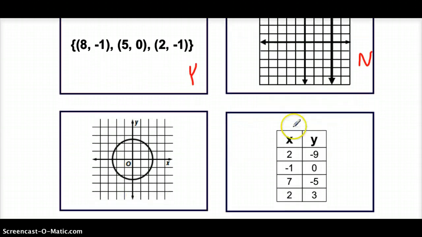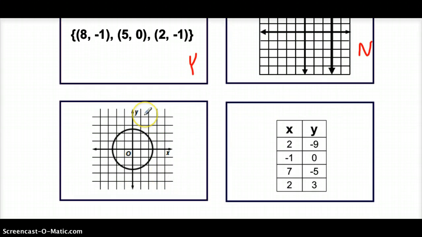So that's a no. This one also would fail the vertical line test. I could draw a vertical line like this and hit 2 points. I could do another one over here and hit 2 points. If you can draw a line up and down and hit more than 1 point, then it will not be a function. So that's a no.